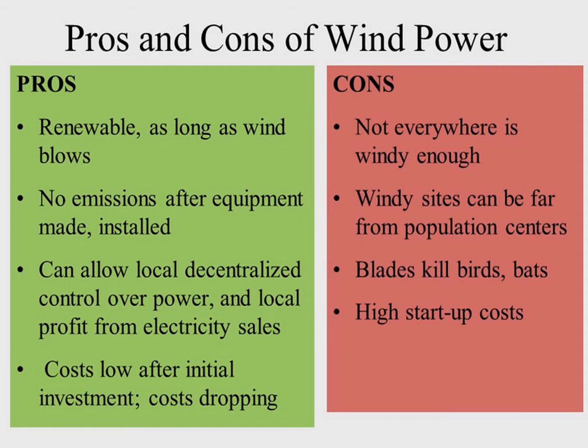The windy sites can be far away from where people live, so you would have to connect a long series of electrical power lines to get to those population centers. There have been reports that the wind turbines do kill birds and bats when they enter that area. And of course, to be able to make clusters of, for example, 200 wind turbines, it is pretty pricey.